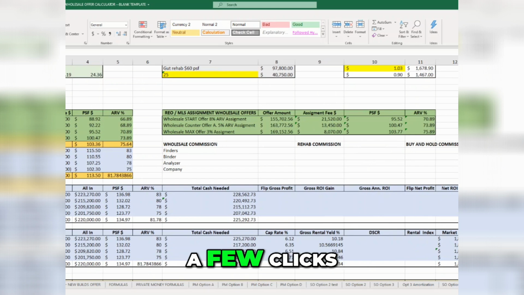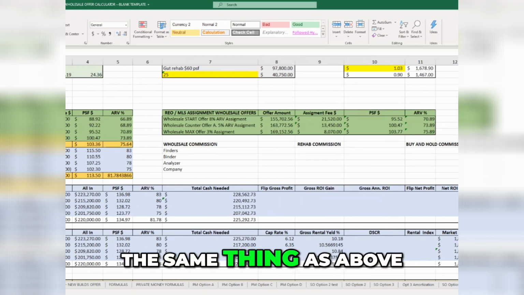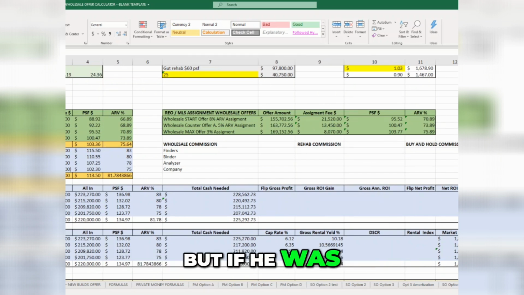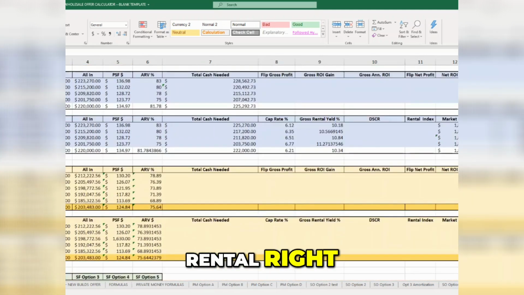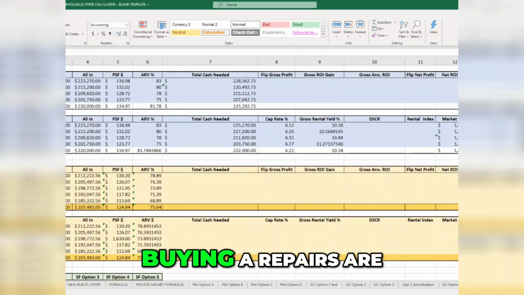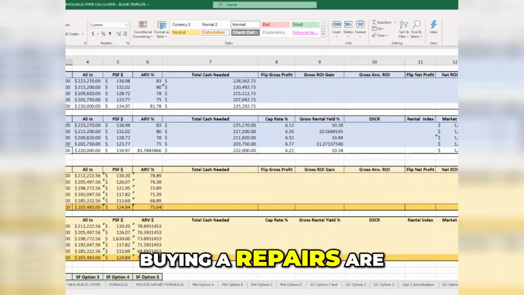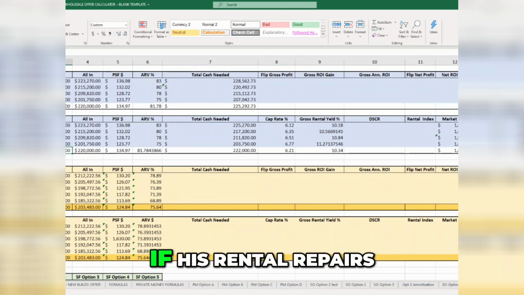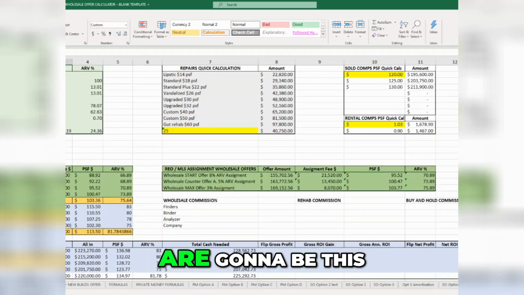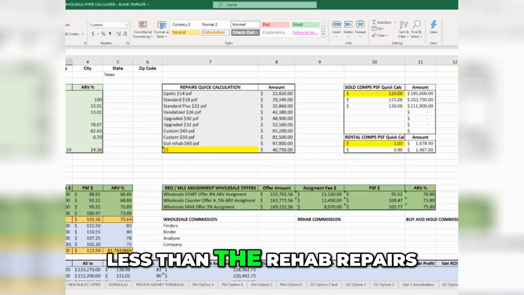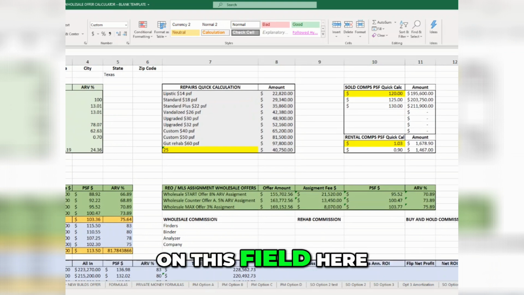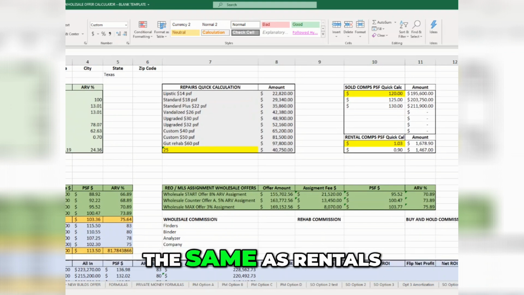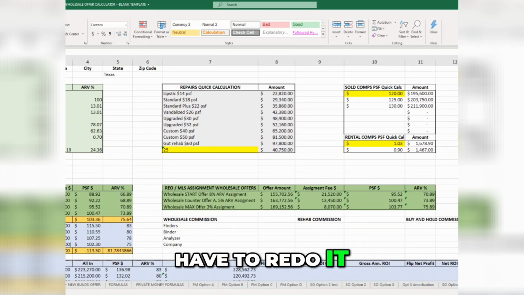Yeah, all it takes is a few clicks. And then this is the same thing as above, but if he was holding it as a rental, right? So let's say he's buying at 185, repairs are going to be 35 grand. If his rental repairs are going to be less than the rehab repairs, you just change it on this field here. Otherwise, you just pull from this. And the reason I did that is because I started rehabbing properties the same, rentals the same as flips, just because I don't have to redo it later on.